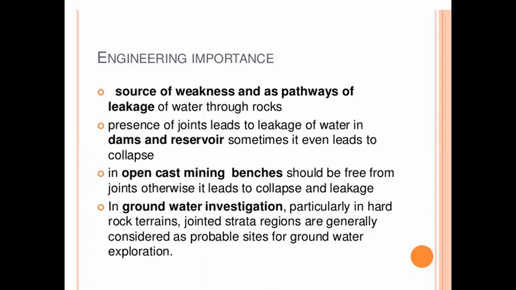Now, presence of joints leads to leakage of water in dams and reservoirs. Sometimes it even leads to collapse. So it is the disadvantage of joints. When joints are present at the dam or reservoir site, there are chances of leakage of water. That's why it is a disadvantage for that location. Sometimes there is a leakage problem, sometimes there are chances of collapse of dams. That's why it is not advantageous for dams and reservoirs.